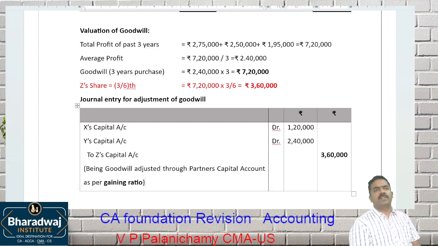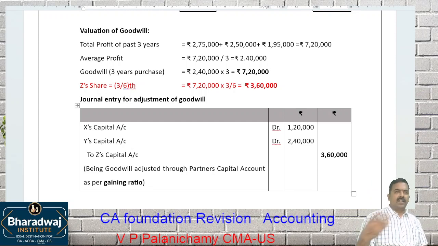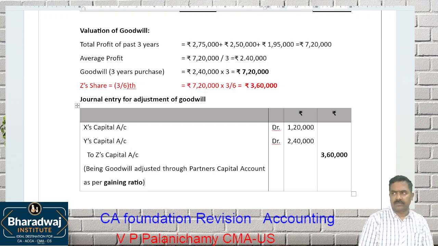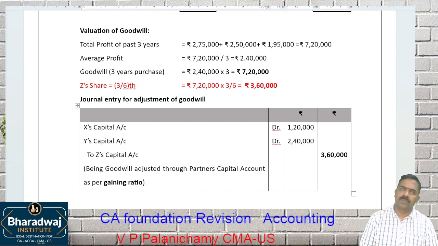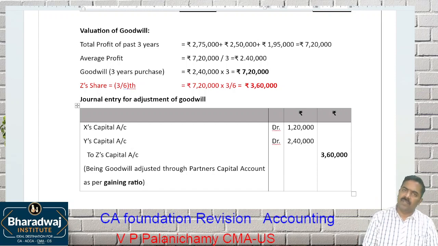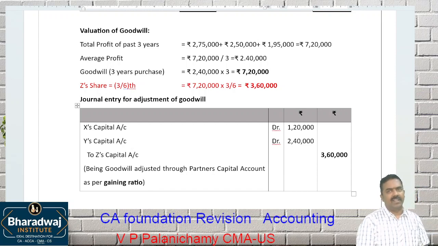Any joint life policy in this question? No joint life policy. Suppose there is a joint life policy, take its surrender value and adjust it in the same way. Wherever adjustment is done through capital account, use the gaining ratio. Suppose it is told that JLP will continue in the balance sheet, then raise it to old partners in old ratio.